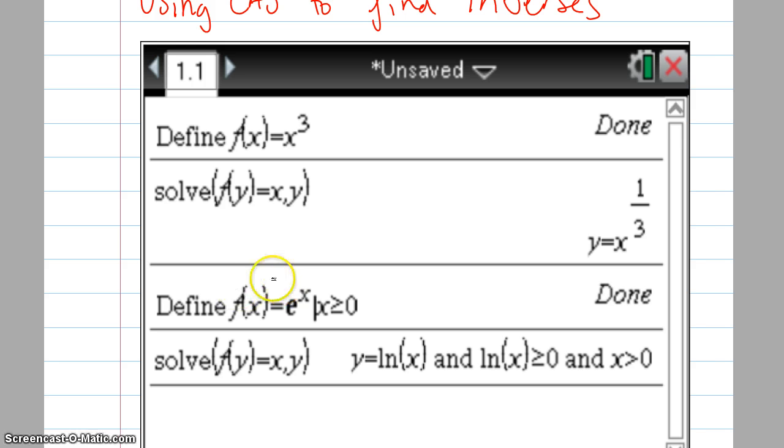For example, I've got this here, the function of x equals e to the power of x, and I've just restricted the domain in this case to x greater than or equal to 0 just to see what happens. I swap my x and y values, and I end up getting y equals log e of x. But I'm also told that log e of x is greater than 0 and x is greater than 0 as well. So it actually took into account my domain, which was pretty handy. So you can actually find out the inverse on a calculator, which is very, very nice. I hope that's made some sense.